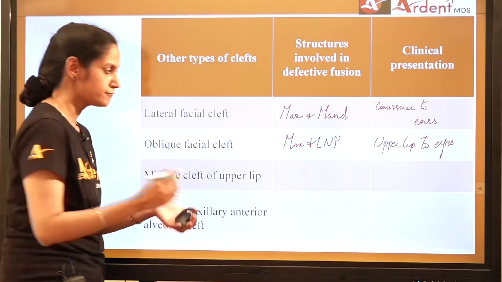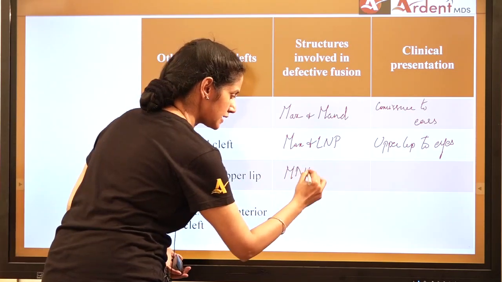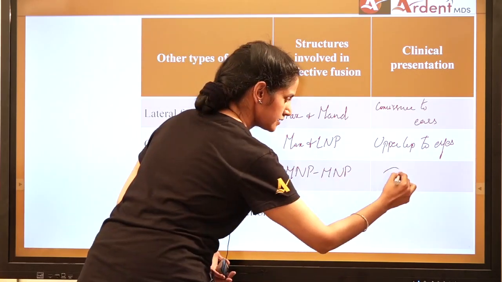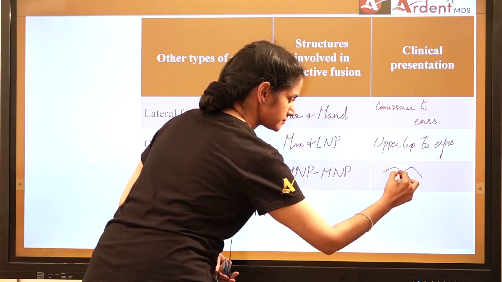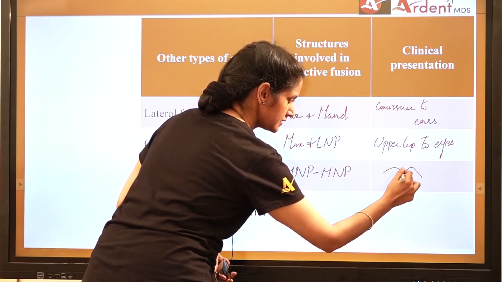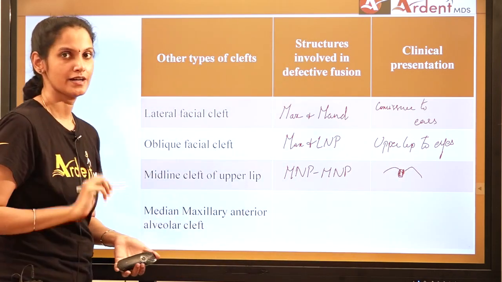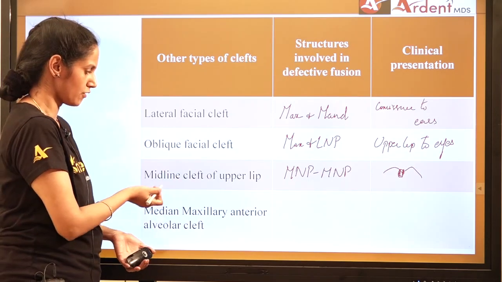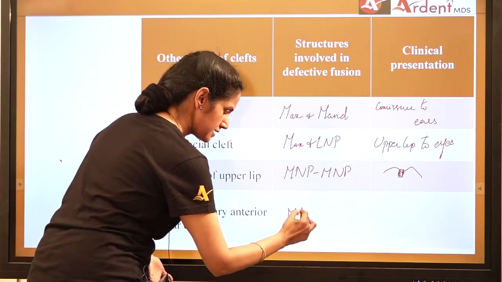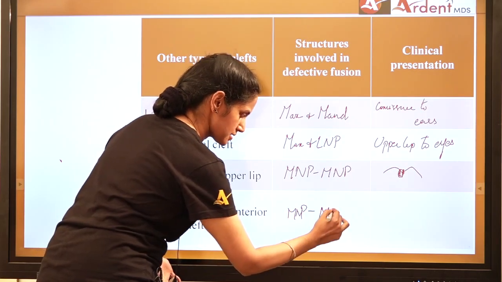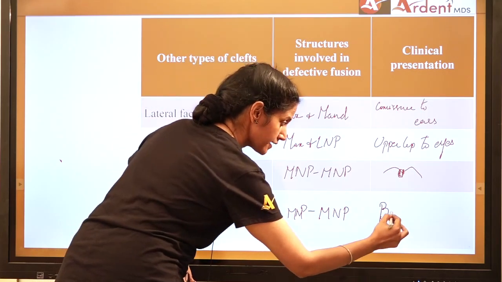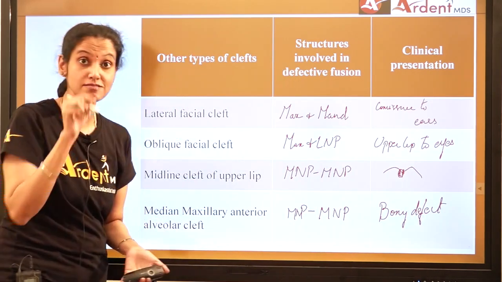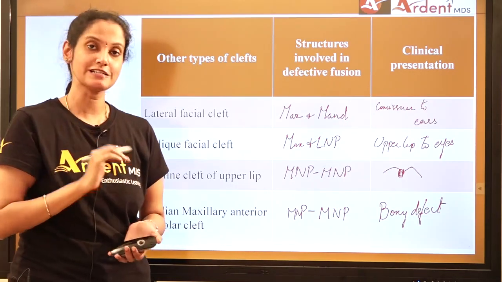Midline cleft of the upper lip: failure in the fusion of the two median nasal processes from each side, but involving the upper lip. Say the lip is this way, the patient will have a cleft in the mid portion of the upper lip. Median maxillary anterior alveolar cleft is a little more of an extension of the midline cleft of the upper lip. It's again the defective fusion of the two median nasal processes, but here there is a bony defect. The alveolar process is notched in between the two central incisors.